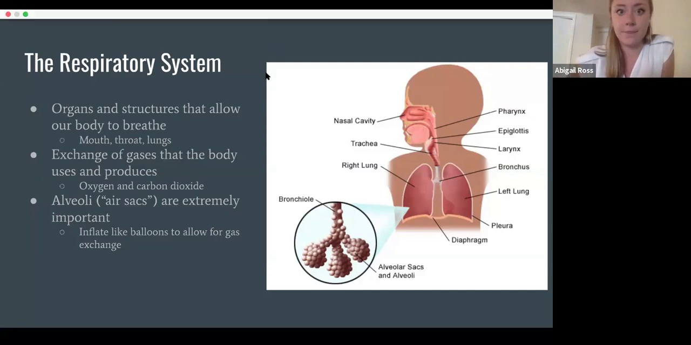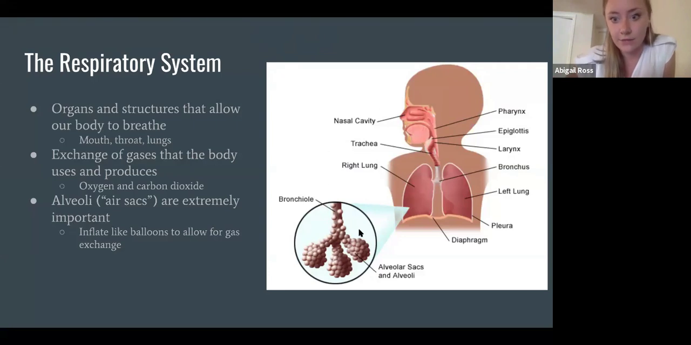If you see my screen, I think I should be able to annotate. Right, so these little things over here that I circled are called alveoli. These are little sacs. They kind of look like clusters of grapes, and they sit inside of your lungs. They branch off of what we call bronchioles, which are the passageways that go into your lungs. They fill up like little balloons with oxygen, and they allow for that exchange of oxygen and carbon dioxide that I mentioned. So these are really, really important.